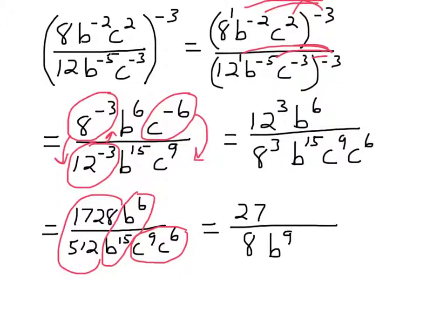And then for the c's, since they're side by side, they're being multiplied, we will add the exponent. So 9 plus 6 is 15. And that, of course, will stay in the denominator because that's where they both are. So c to the 15th power in the denominator. And that would be our final simplified answer.